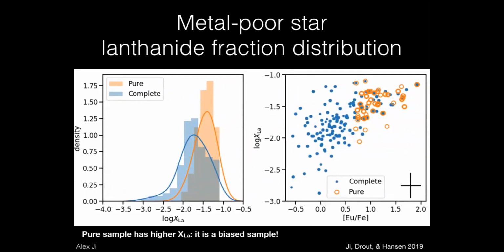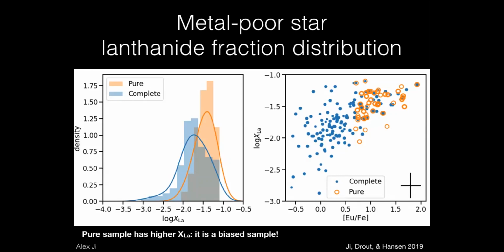So here is a figure showing on the x-axis the europium over iron abundance. The orange points are the ones which are in our pure sample, and the blue points are the ones which are in our complete sample. And you can see that as you go down to lower europium over iron, there's a larger scatter in the total lanthanide fraction. And this is not that surprising because europium is a lanthanide. So if you select based on europium, you're going to bias your lanthanide fraction inside of your stars.